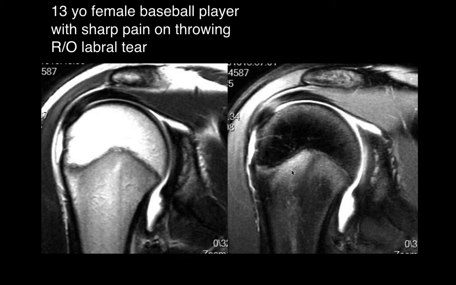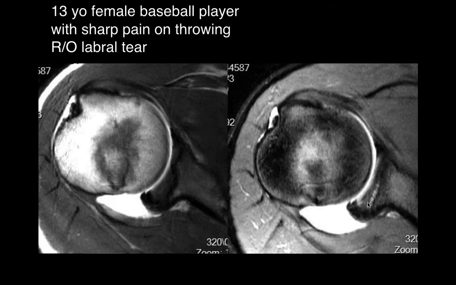Jeff, what do you think of this case? 13-year-old female baseball player, sharp pain, throwing, real labral tear. We have these coronal images after an arthrogram, and what's it, PD fat set. So right now I'm seeing some marrow edema or increased signal in the metadiaphysis there. A couple of arrows there. So now we're seeing some apparently some cystic changes of the glenoid fossa, and it looks like also within the humeral head, superior humeral head, there's injury, possibly a chondral injury to the humeral head as well.